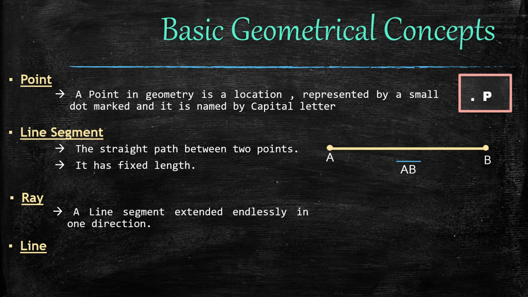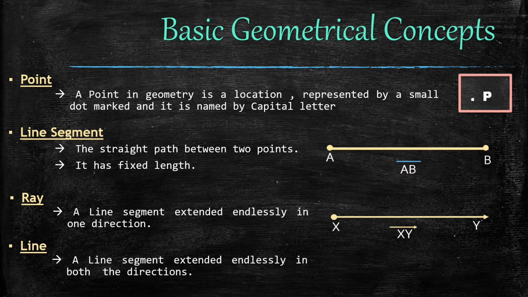Ray. It is a line segment extended endlessly in one direction. It starts at one point and travels in one direction endlessly, so it doesn't have any fixed length. Here it starts at the point X and travels towards Y endlessly. So it can be represented as XY, a bar with one arrow mark on one side.